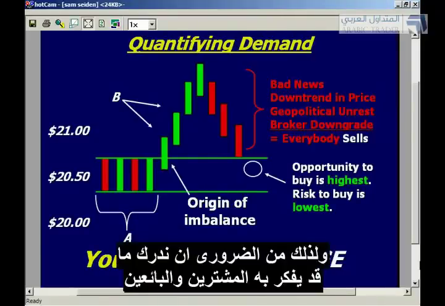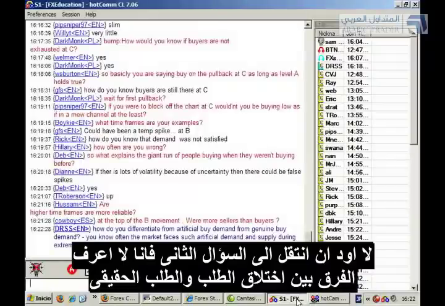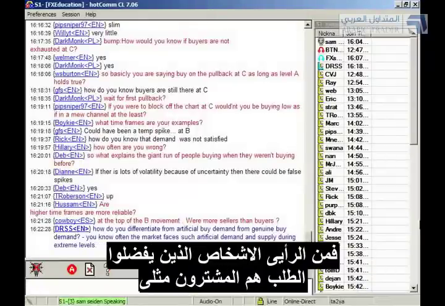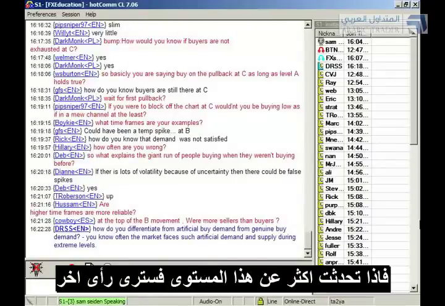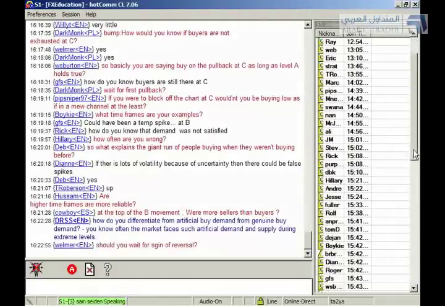At the top of B there, yes, there were some more sellers and buyers, but we'd have to look to the left to see that. I see this next question here: I don't know the difference between artificial buy demand and genuine buy demand. In my mind, demand is demand. If there's a buyer, there's a buyer. If you're talking more of a level 2 thing, that's a different story.